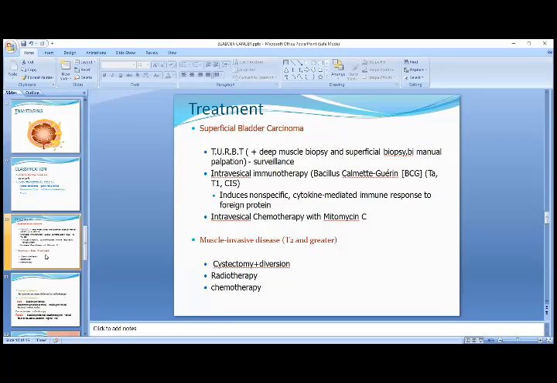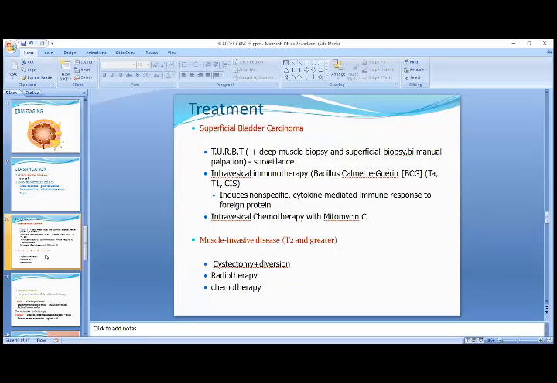So TURBT, in case of superficial bladder cancer, that is the patients who have bladder malignancy up to T1. Up to T1 means the patient has only superficial muscles involved.